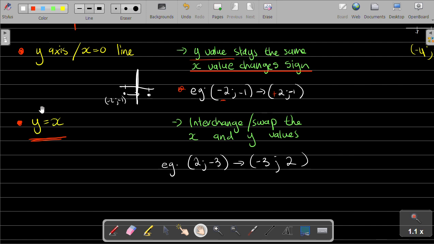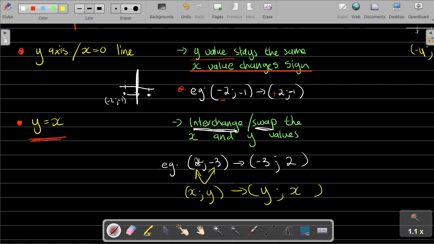Lastly, when I reflect in the y equals x line, this is very simple and very easy. All you need to do is interchange. That's a big word. You can also say we're just going to swap the x and y values around. So I can just write a rule down here. I should write the rules for all of them so that you can study that. The x will become the y, and the y will become the x. So the rule looks like that basically.